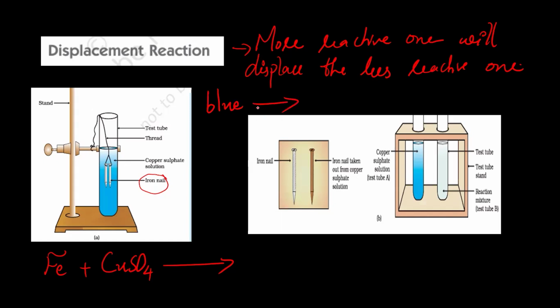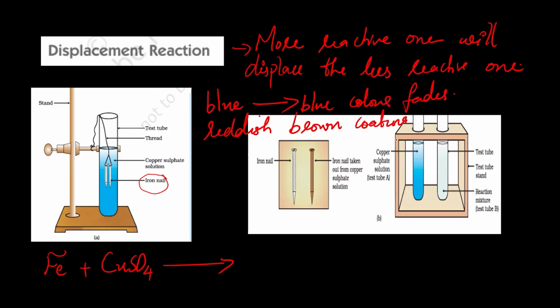And what happens now? The blue color is faded. What is the observation? In the test tube B, you can see the reaction mixture, blue color fades. And what is happening to the iron nail? It becomes a reddish brown coating on that. And you will observe reddish brown coating on the iron nails. These are the two observations you will see here.